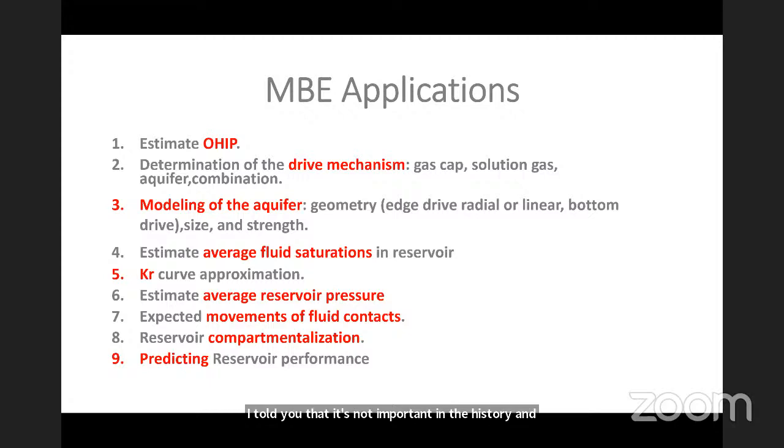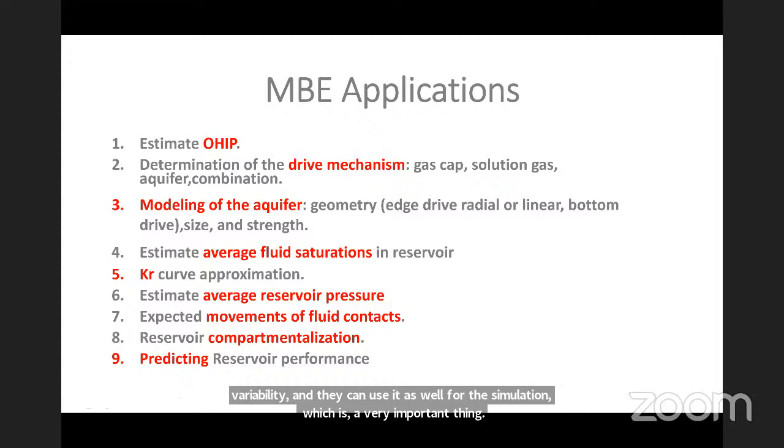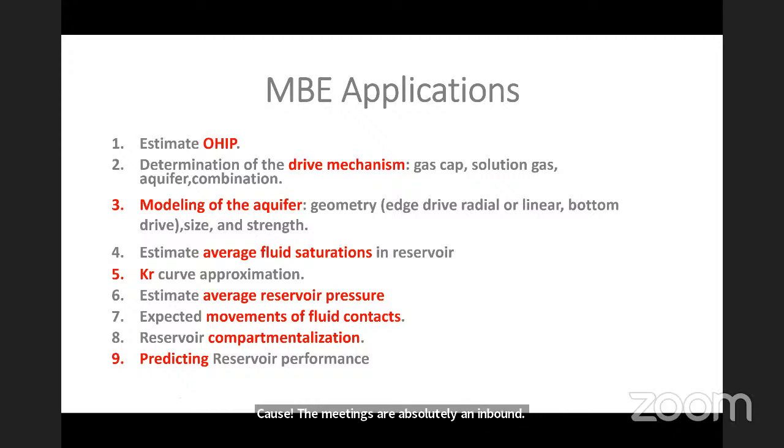So we can use the interval of the history and simulation to make approximations for the relative permeability, and I can use it as well for the simulation, which is a very important thing. Estimating the average reservoir pressure is not normally in MBAL, but we can use it. We can get the pressure from different sources like the RFT, the static pressure, the pressure build up, and so on. But here he means that if you have all of your data in your hand, data about the aquifer, data about the production, data about the oil in place, you can back calculate and estimate what was the initial pressure.